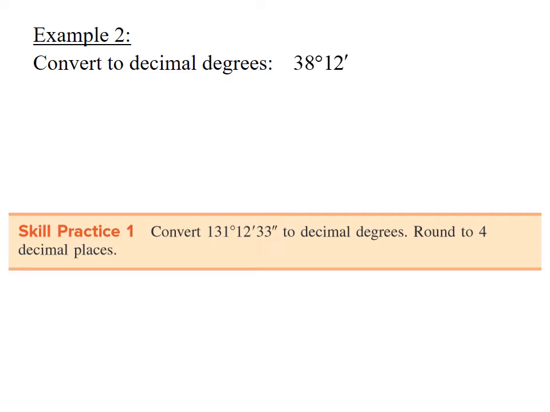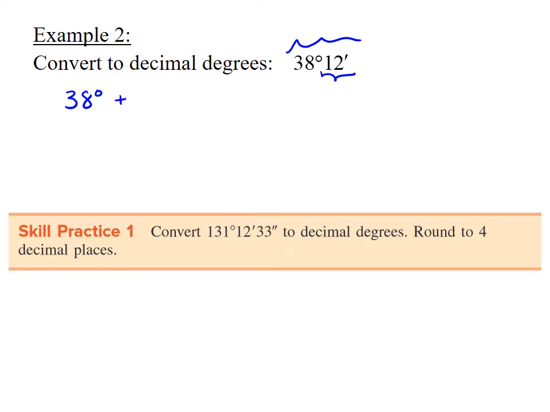So here's our first example. We want to convert this angle measure, which is in degrees and minutes, and we just want that to be in degrees, so some decimal measure. And we know for sure that there are 38 degrees, but this is a part of a degree. So what we want to do is convert this to degrees.